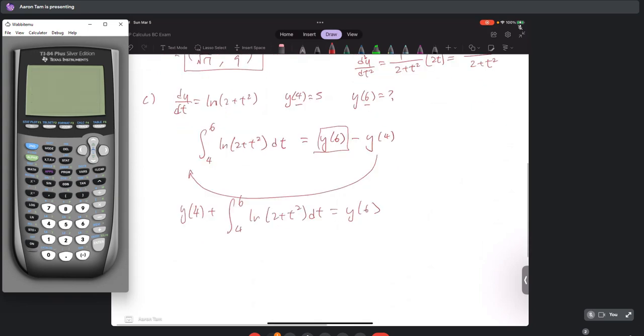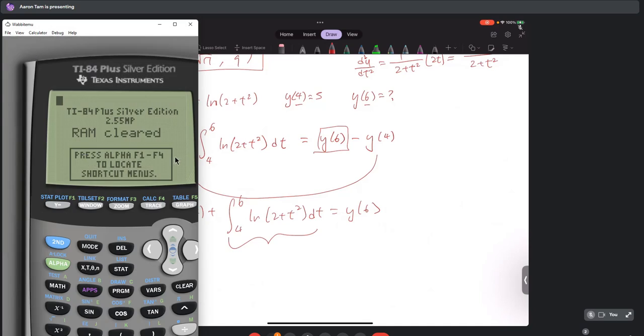So now here is where you're going to be using your calculator to calculate this numerical value. Oh, it looks like my calculator shut off. Let me reopen it.